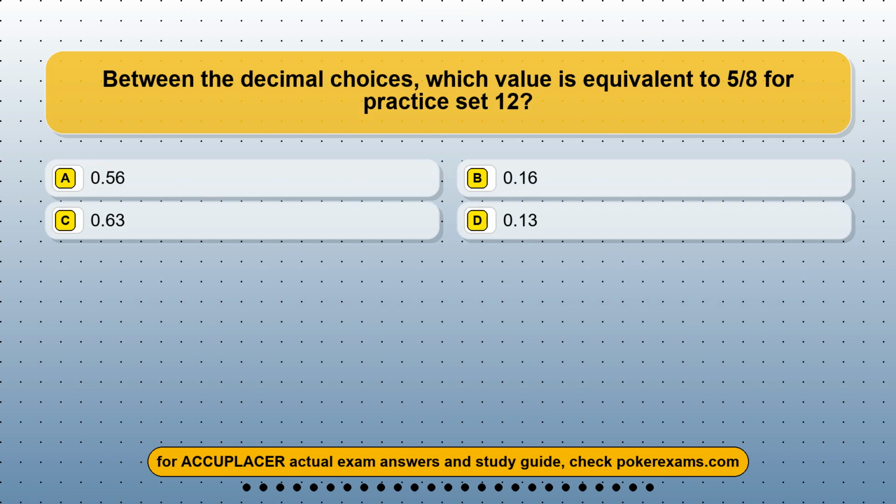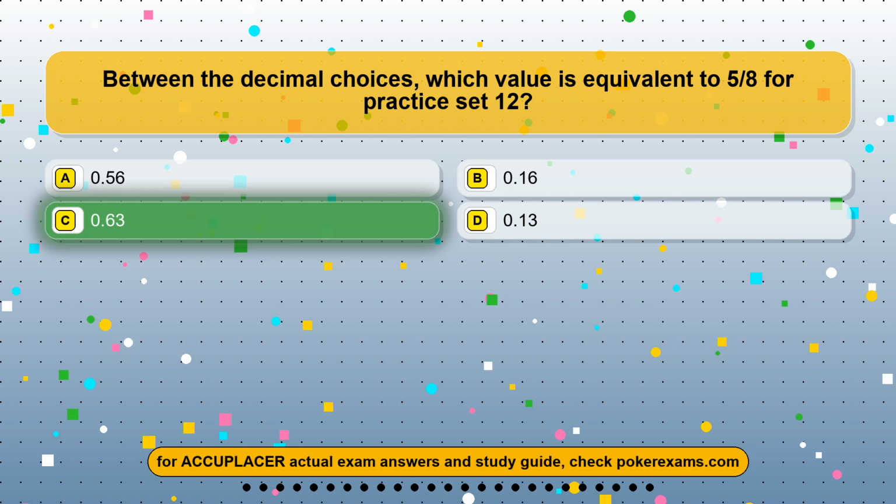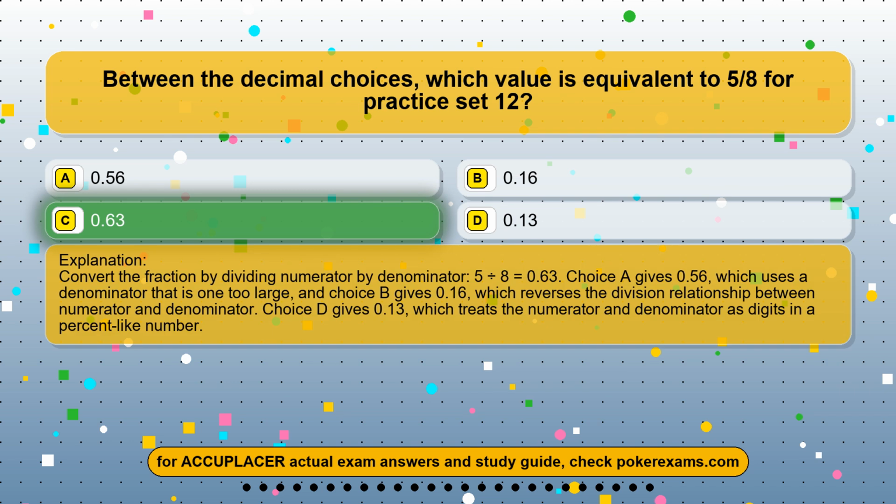Question 21. Between the decimal choices, which value is equivalent to 5/8 for practice set 12? Option A, 0.56. Option B, 0.16. Option C, 0.63. Option D, 0.13. The correct answer is option C, 0.63. Convert the fraction by dividing numerator by denominator. 5 divided by 8 equals 0.63.